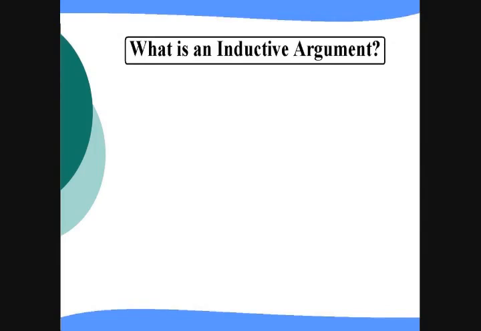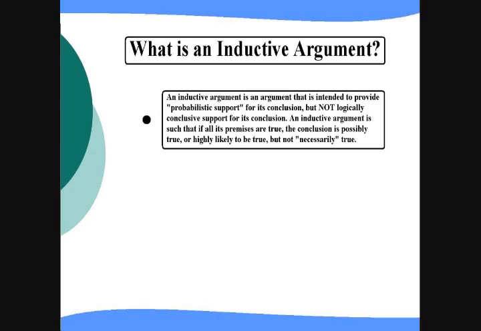Now, what is an inductive argument? An inductive argument is an argument that is intended to provide probabilistic support for its conclusion, but not logically conclusive support for its conclusion. An inductive argument is such that if all the premises are true, the conclusion is possibly true or likely to be true, but not necessarily true.